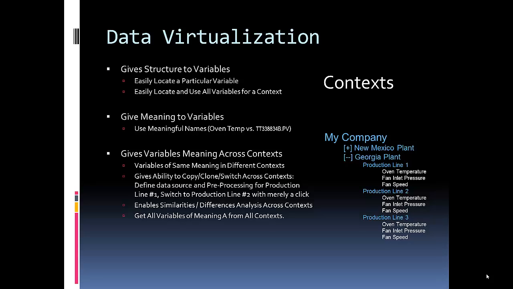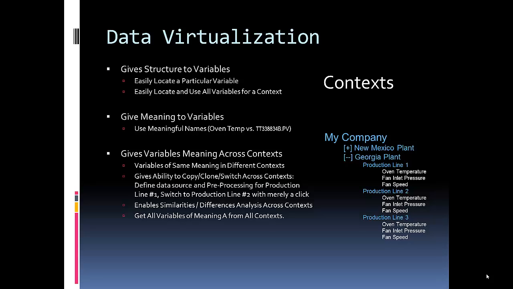It also gives meaning to variables, in that, through the alias standpoint, you can rename something that's cryptic that might be in a database someplace, like TT33834B.PV, which doesn't have a whole lot of meaning, but that's actually oven temperature on production line 1. So you can, within the context, assign a variable its useful name instead of having to deal with all these very cryptic types of tag identifiers, as they're called in the process industries.